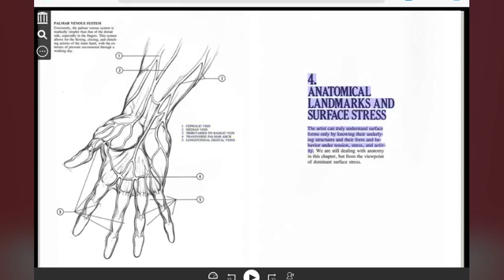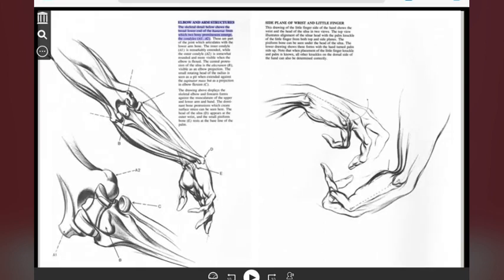4. Anatomical landmarks and surface stress. The artist can truly understand surface forms only by knowing their underlying structures and their form and behavior under tension, stress, and activity. We are still dealing with anatomy in this chapter, but from the viewpoint of dominant surface stress. Elbow and arm structures. The skeleton.